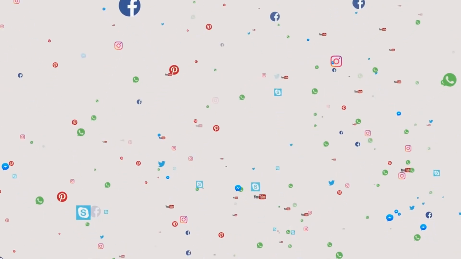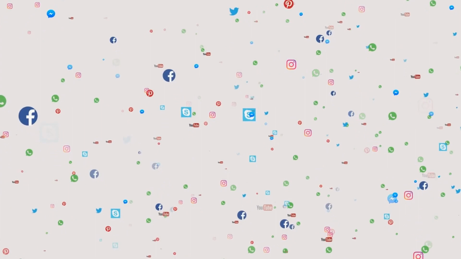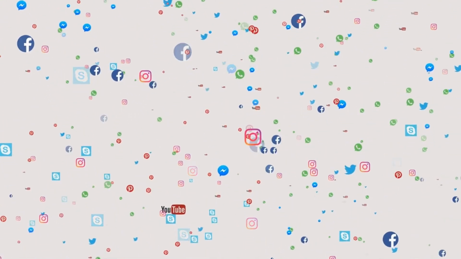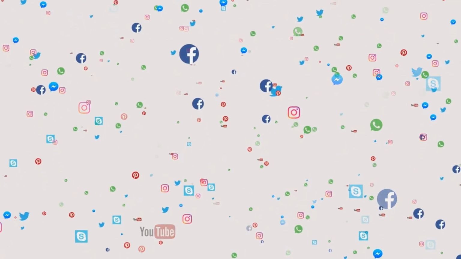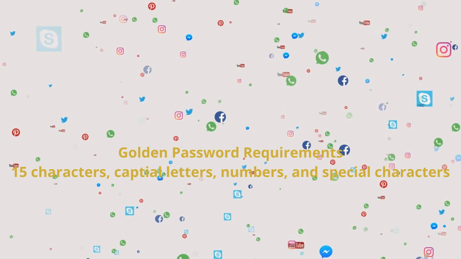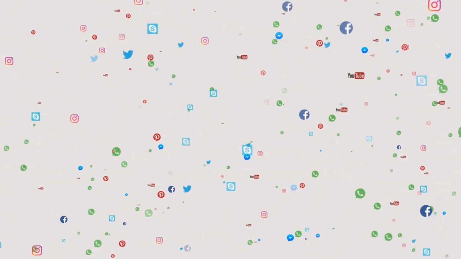There really isn't any reason not to use two-factor. There aren't really any downsides. Just make sure the password to your email is unique and follows the golden requirements. I'm sure we all know them at this point. 15 characters, capital letters, numbers, special characters.